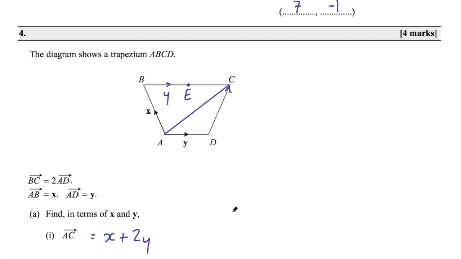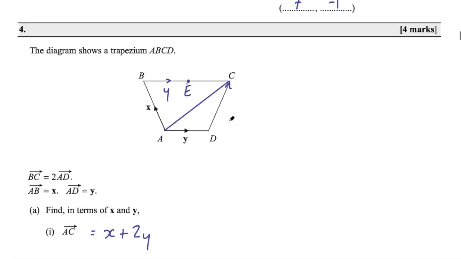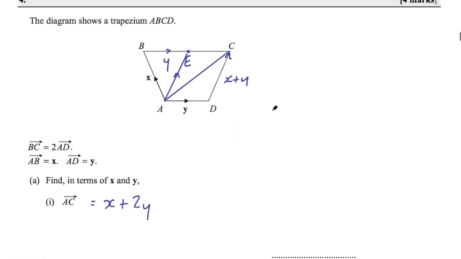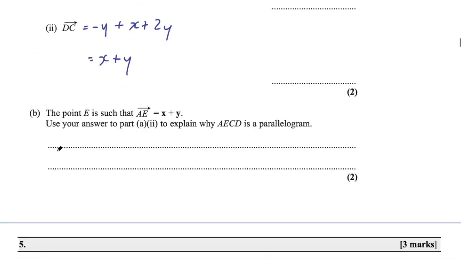And we need to explain why AECD is a parallelogram. Well, remember that DC also equaled x plus y. So AE and DC, those vectors are equal, so they must be parallel. That's another property of vectors in that they don't have a position. So we can say that the vector AE actually equals the vector DC. Even though they're in different positions, they're still equal as vectors. So that can be the first line of our explanation. We can say that AE equals DC.